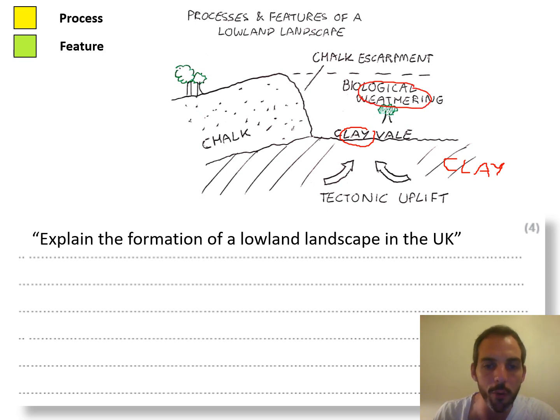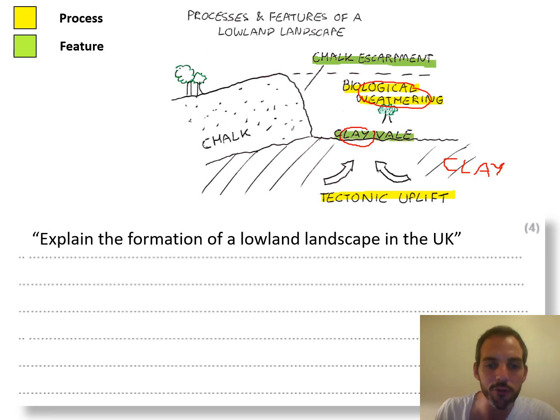Okay. First off, what we have to do is identify what is a process and what is a feature. If you remember, a process is something that is happening, whereas a feature is something that you can see. So first off, we're going to look at the processes. The first one was tectonic uplift. The second process was biological weathering. And then the features created were a chalk escarpment and a clay vale.